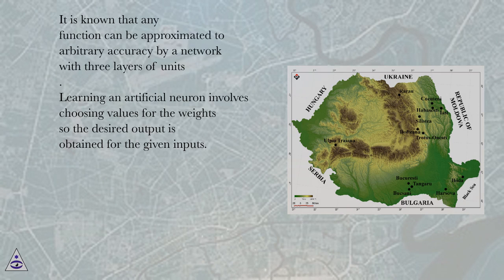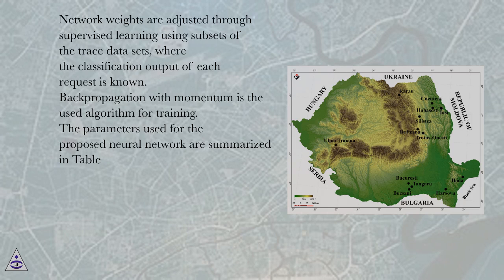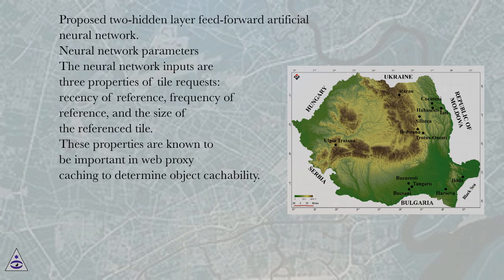Learning an artificial neuron involves choosing values for the weights so the desired output is obtained for the given inputs. Network weights are adjusted through supervised learning using subsets of the trace data sets, where the classification output of each request is known. Backpropagation with momentum is the algorithm used for training. The parameters used for the proposed neural network are summarized in table. Proposed 2 hidden layer feed-forward artificial neural network.